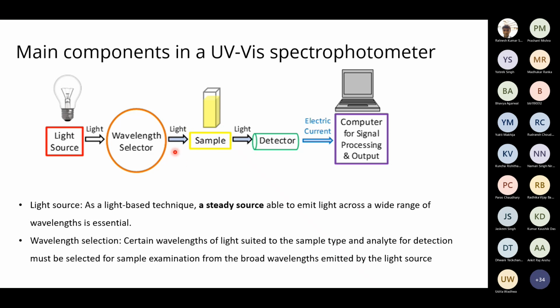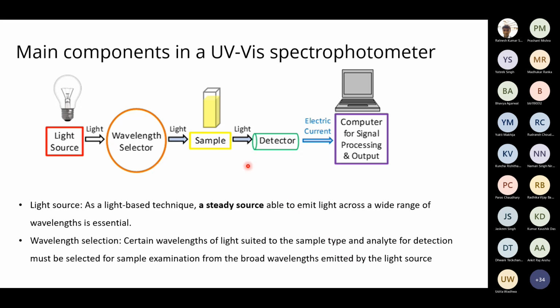And when this monochromatic light, the light of a single wavelength, passes through the sample, some amount of light is absorbed by the analyte and the rest is transmitted further. The transmitted light is detected, both in its wavelength and in its intensity, by a detector. This detector converts the optical signals of the light into electrical signals, and these electrical signals are presented to us in the form of output. So this is the basic design of a UV spectrophotometer.